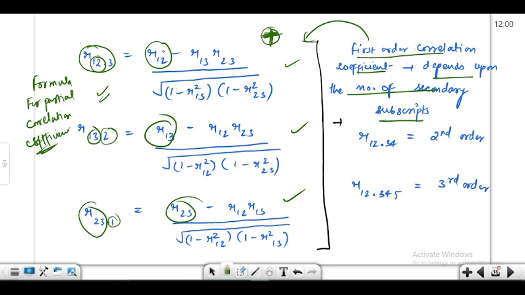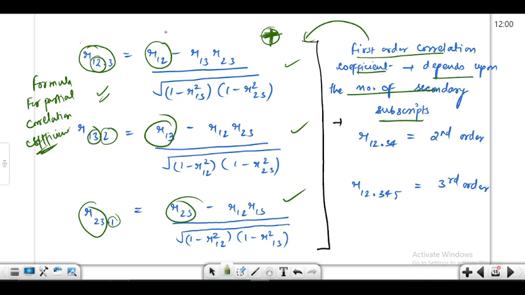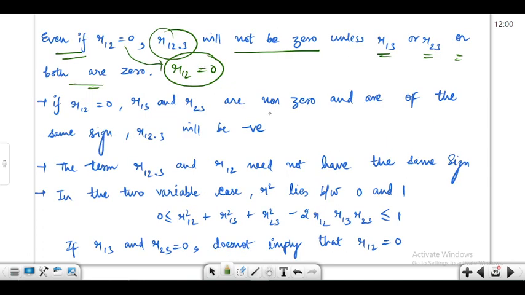If I put this value 0 here, this term R12.3 might still not be equal to 0, as you can see from the formula, right? It will be a negative value, but it will not be equal to 0. So even if the correlation coefficient between y and x2 variable is 0, the correlation coefficient between y and x2 when you hold the x3 variable constant might not be equal to 0. It will depend on the values of other coefficients like r13, r23, or both.